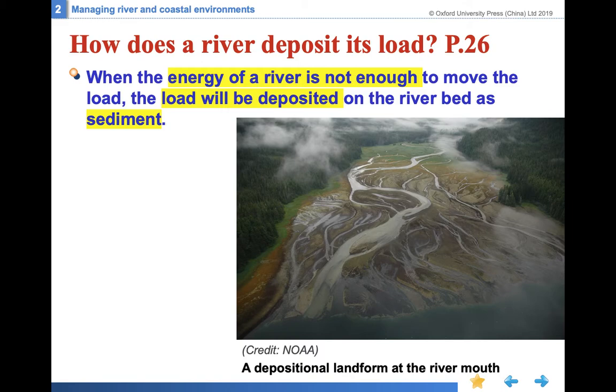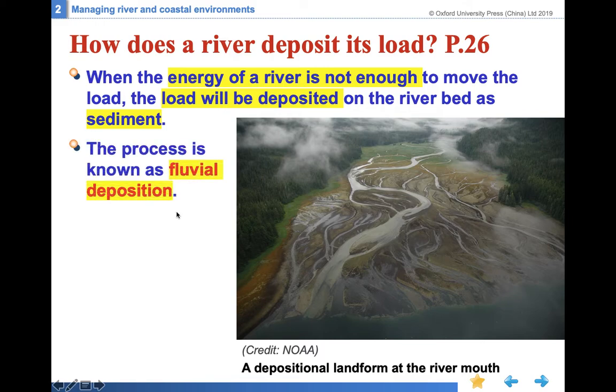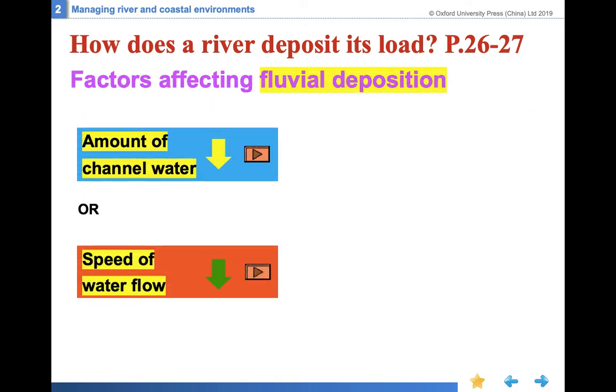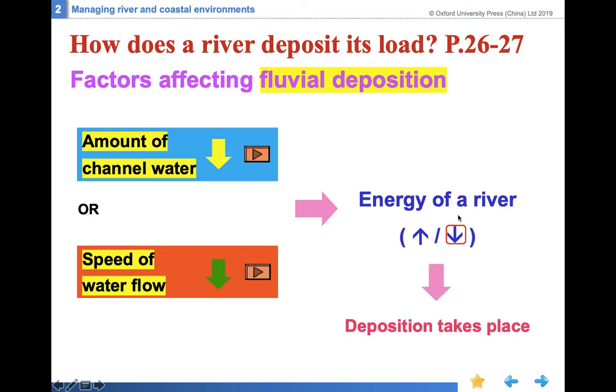This one I will skip quickly because you learned deposition in chapter 8. Basically, when the energy is not great enough to move the load, it will be deposited on the riverbed as sediment. This is what we call fluvial deposition. And of course, when the channel water or the speed of the water reduces, it means the river energy reduces, so it would cause deposition.